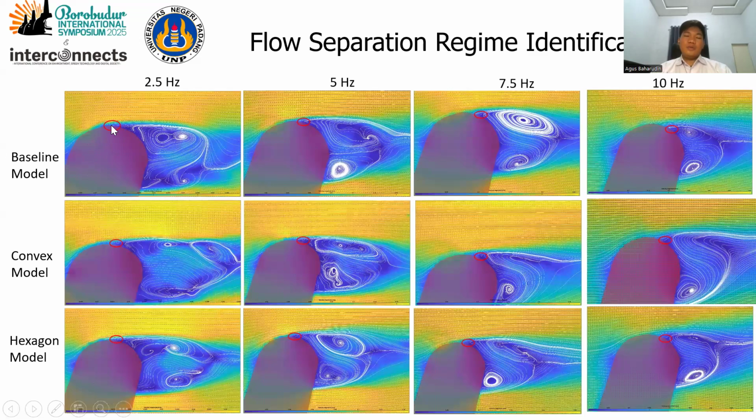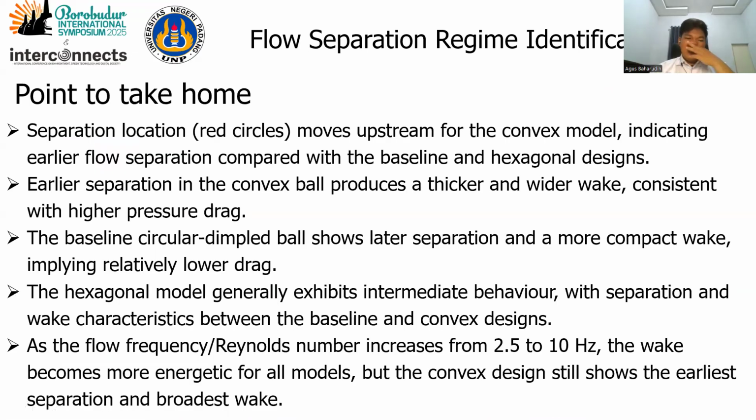For example, as you can see here, in the laminar flow the flow separation occurs slightly further upstream, and when the flow speed is increased, the flow separation moves slightly downstream, and it creates lower drag compared to the convex model. So as I mentioned before, as the flow frequency increases, the wake becomes more energetic for all models, but the convex design still shows the earliest separation and the broadest wake, and it will produce more drag.